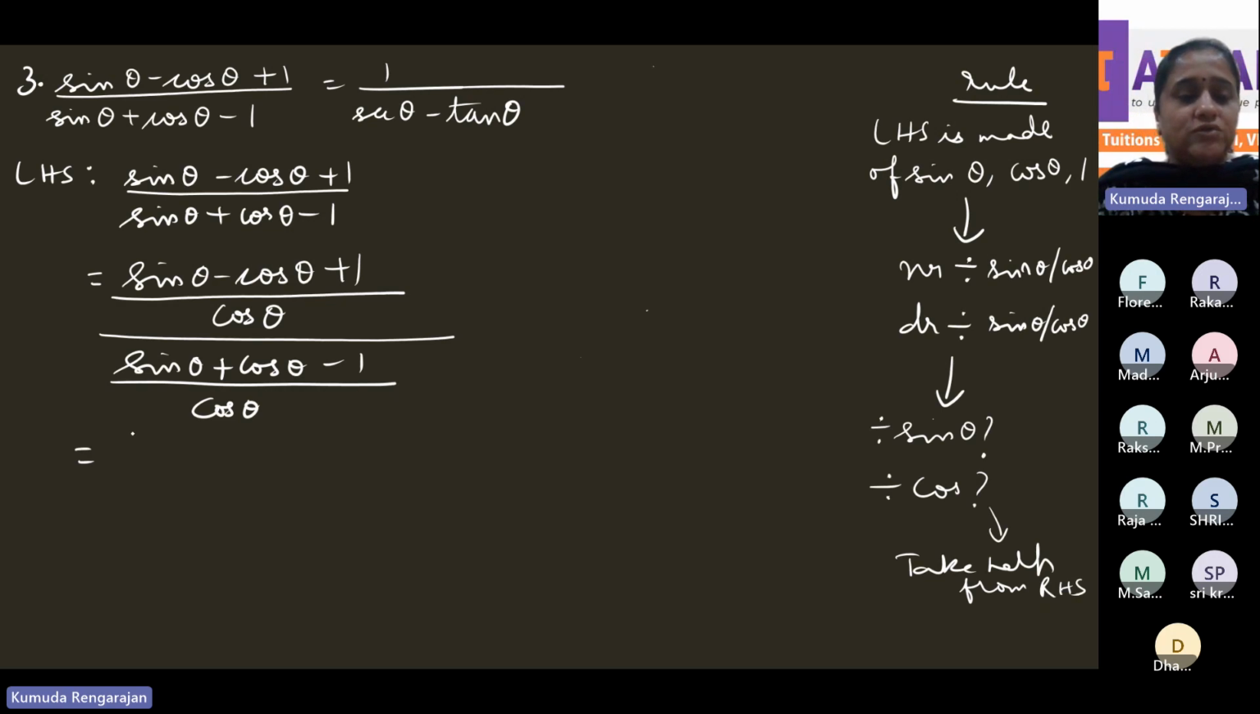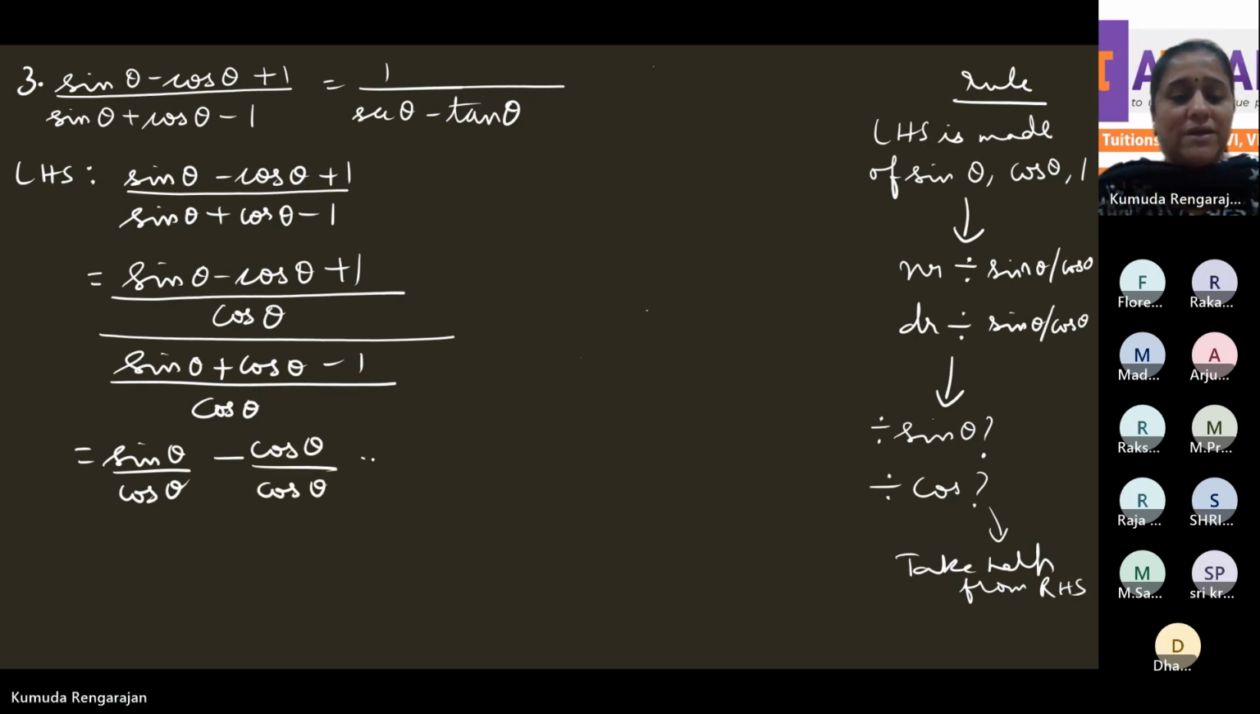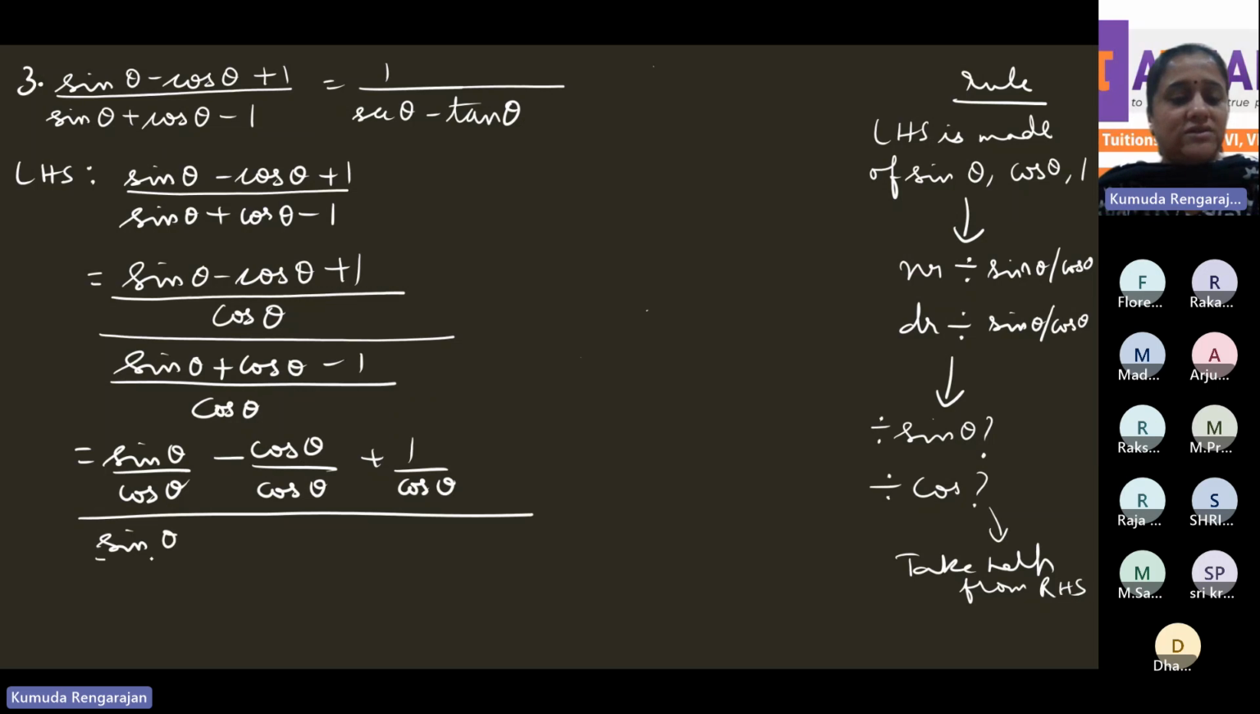Now divide the terms individually. So you'll get sine theta by cos theta. Don't try, children. Please watch the screen. Minus cos theta by cos theta plus 1 by cos theta, divided by sine theta by cos theta plus cos theta by cos theta minus 1 by cos theta.